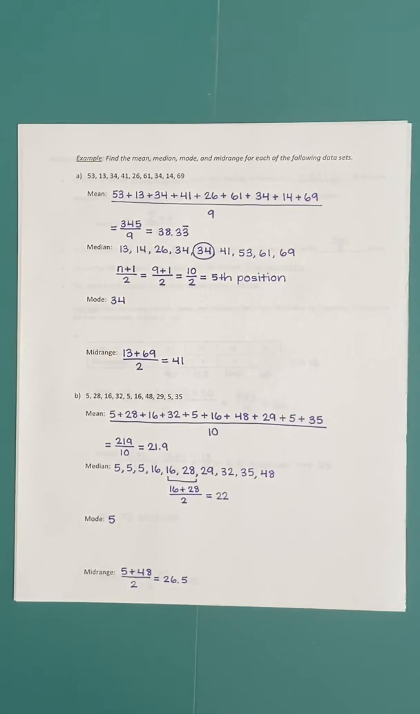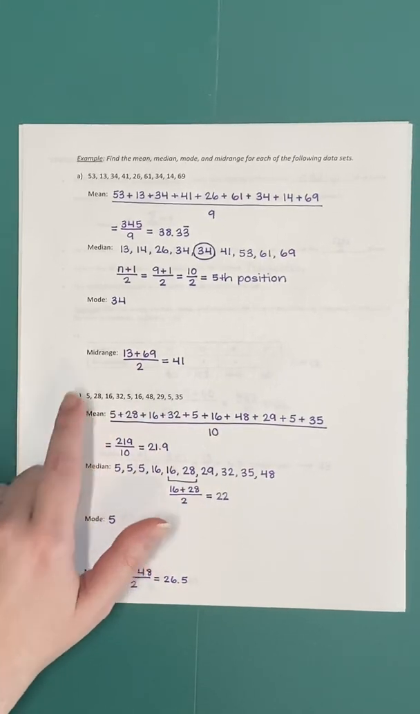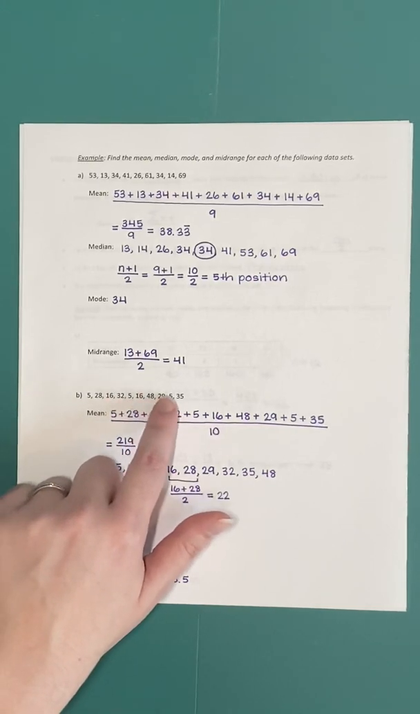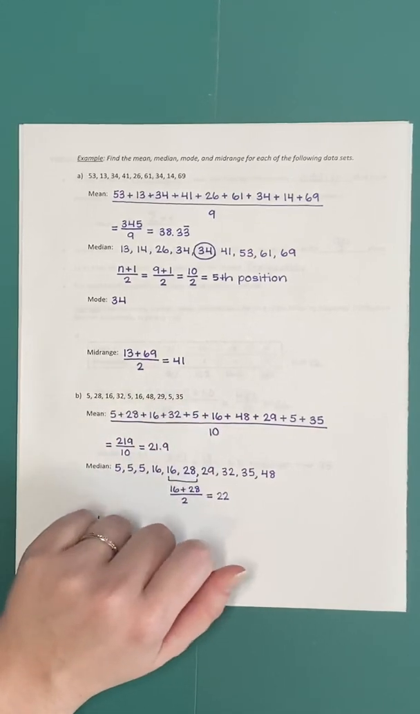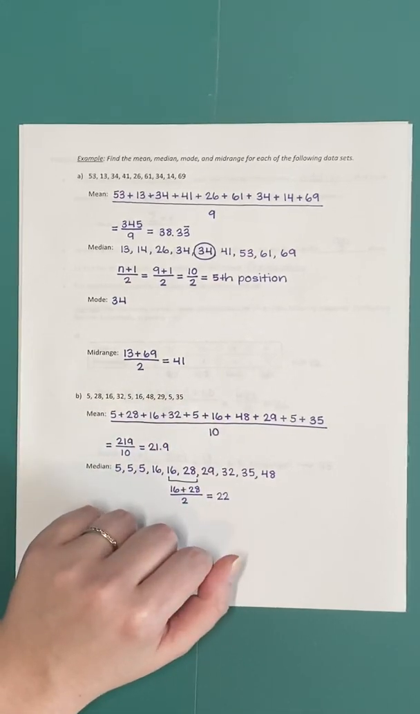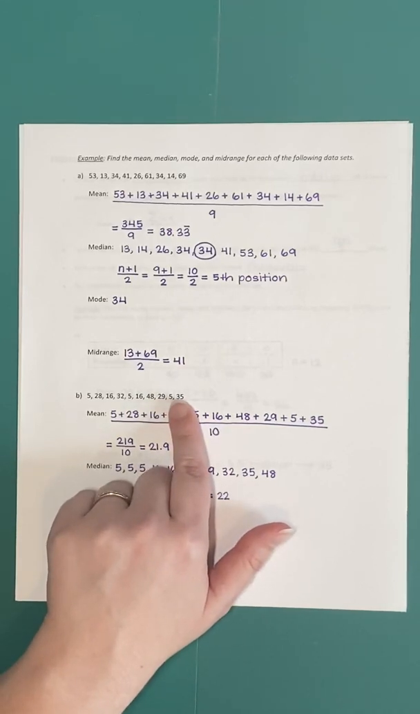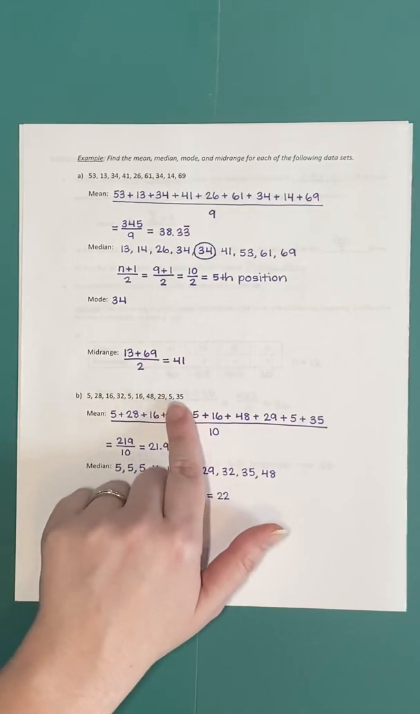Okay, let's look at another example. So we have a new data set. Let's start by counting the number of elements. We have 1, 2, 3, 4, 5, 6, 7, 8, 9, 10 elements in this case. So we know n is going to be 10 each time we have to use that value. So for our mean, we're going to take all of our elements and add them up. We know there's 10 of them, so we're then going to divide by 10.